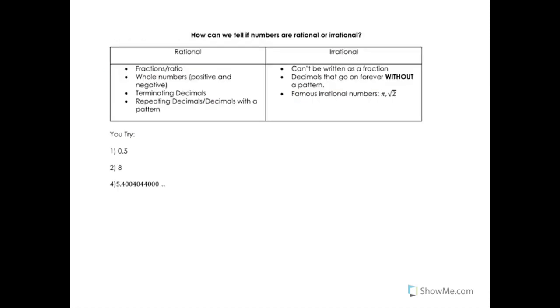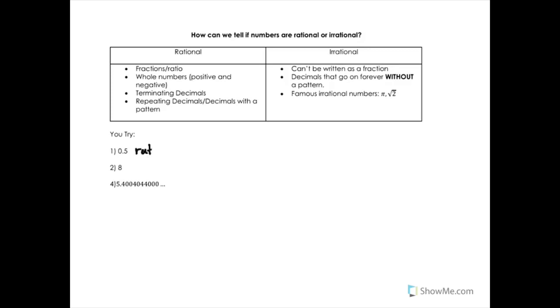So using these descriptions of what rational and irrational numbers look like, go ahead and try to figure out whether these numbers are rational or irrational. The first one we're going to do is 0.5. Is 0.5 rational or irrational?